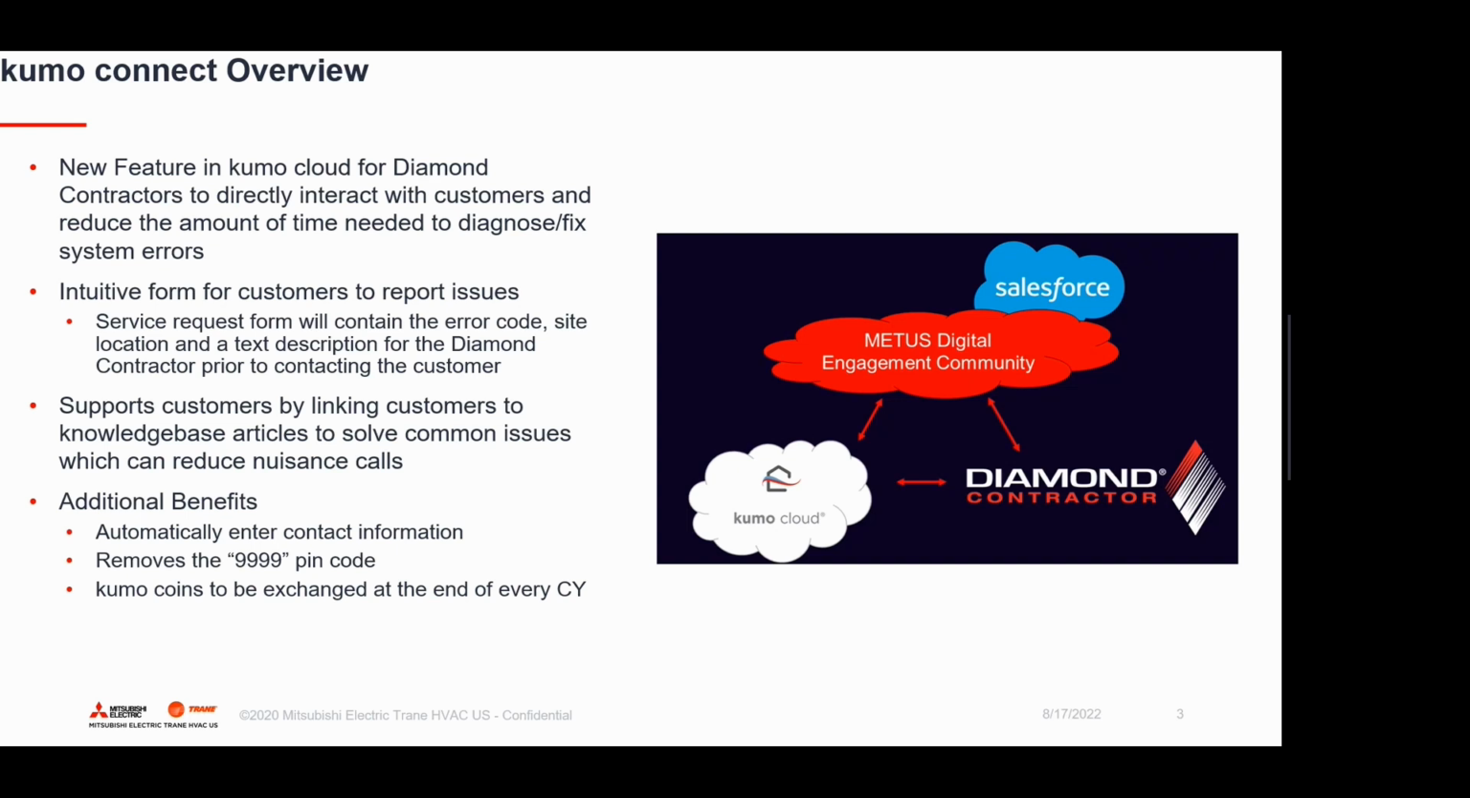And then some additional benefits: when the contractor is installing the Kumo Cloud equipment, this will allow them to automatically have their contact information added in. We no longer require the 9999 PIN code to get to the installer settings. And then we're going to be introducing Kumo coins, which are going to be exchanged at the end of every single calendar year in order to add additional diamond points to the contractor's account.